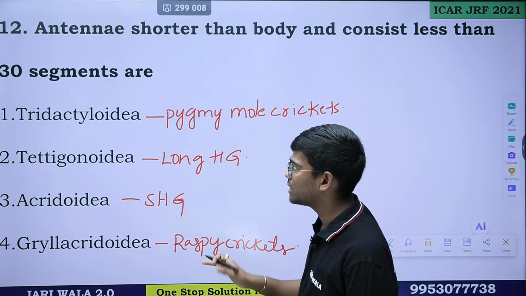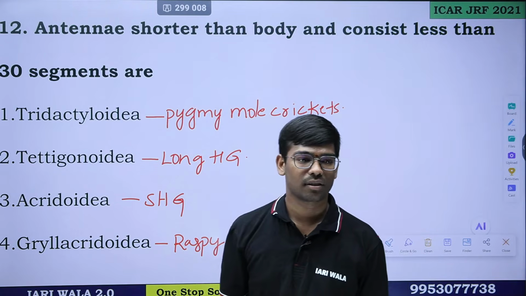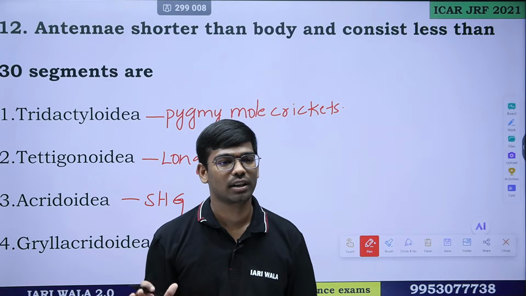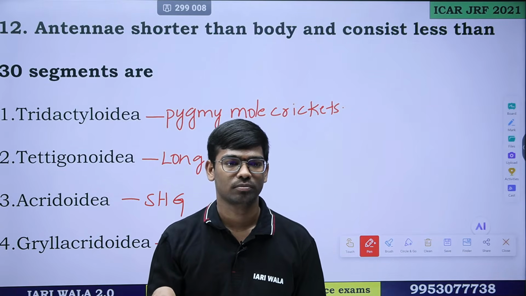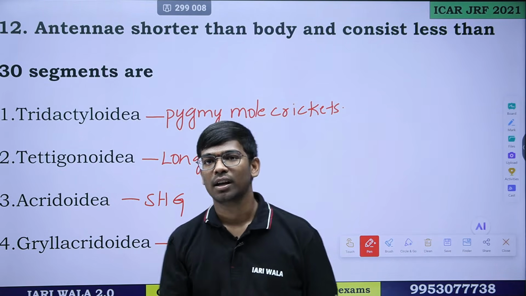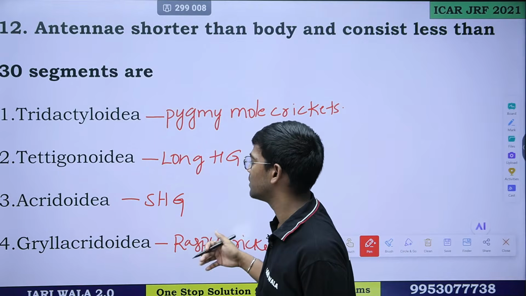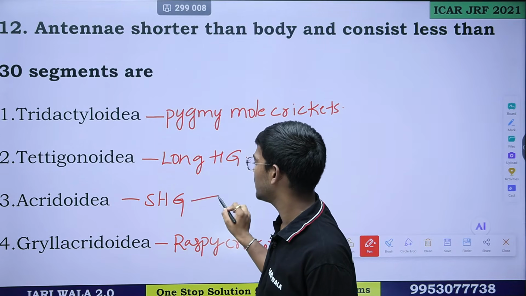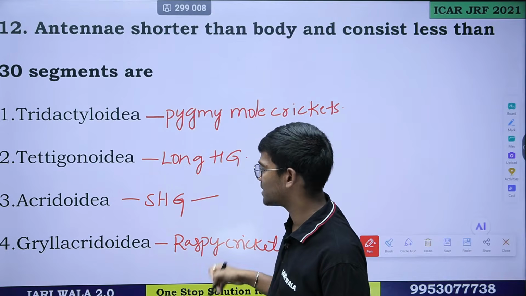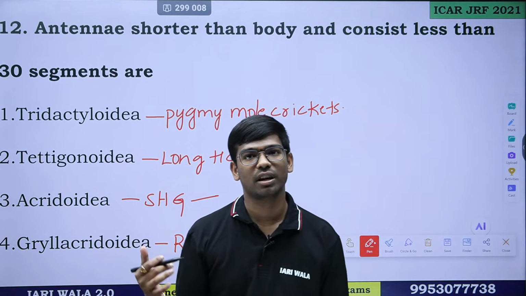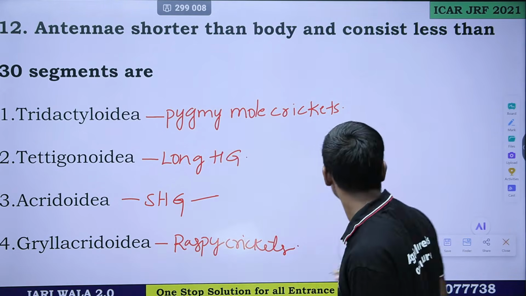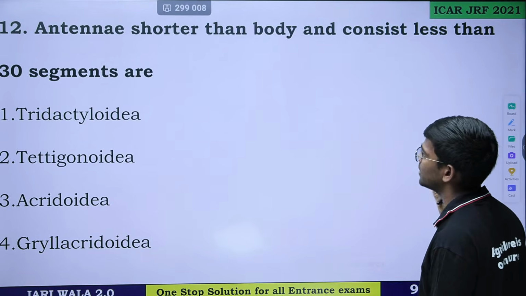And mainly on these antennal segments, we have divided the order Orthoptera into 2, one of the peculiar characters, Caelifera and Ensifera. In that the families divide. In the shorthorn grasshoppers, the antennal segments will be less than 30, and in longhorn grasshoppers, it will be more than 30. That is the differentiation character.